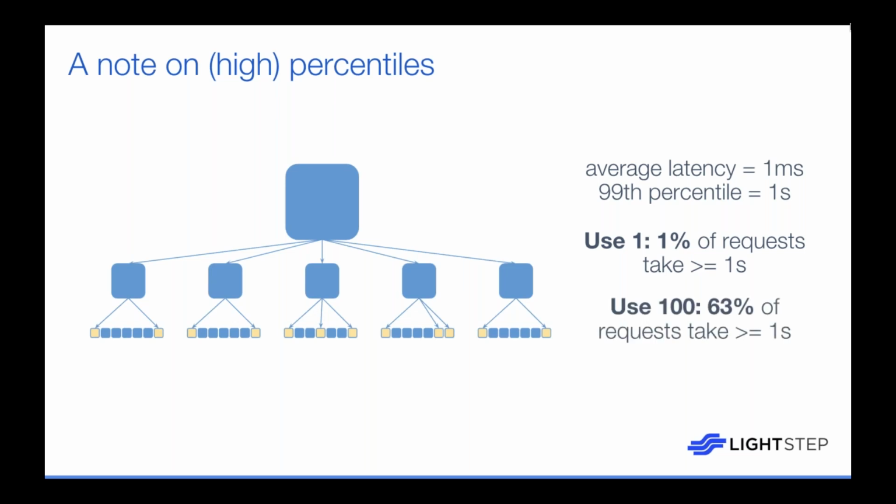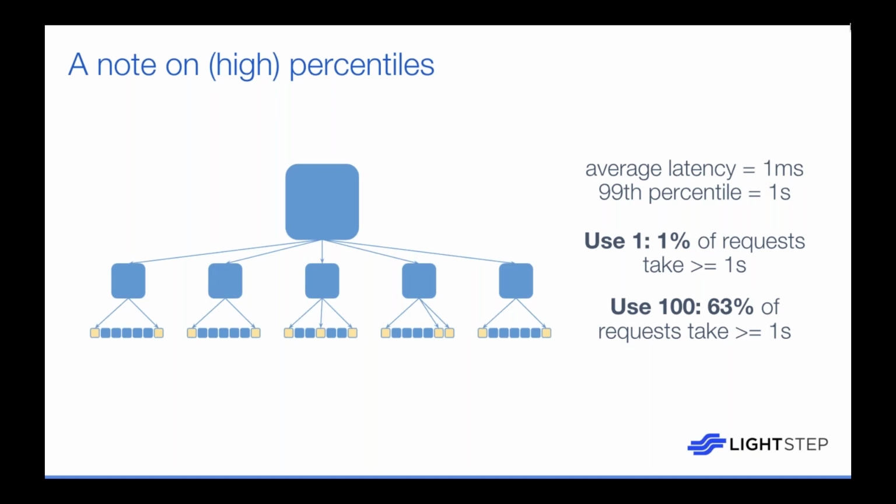Say it required 100 of these bottom-of-the-stack services to participate in answering one of these search queries. If that's the case, then 63% of end user requests are going to take more than a second. So even though it's only 1% of the requests at the very bottom of the stack, more than half of the requests that the users would see would take more than a second.